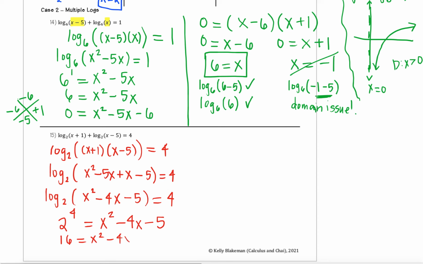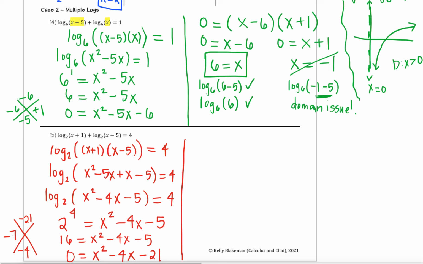And then I'm going to go ahead and subtract the 16 over just so that we get our quadratic equation in standard form. So we'll get 0 equals x squared minus 4x minus 21. Now from here, it would be really nice if we could factor this quadratic equation. Are we able to factor x squared minus 4x minus 21? In this case we can. We're looking for two numbers that multiply to be negative 21 and add up to be negative 4. Negative 7 and positive 3 would work. So we end up getting 0 equals x minus 7 times x plus 3.